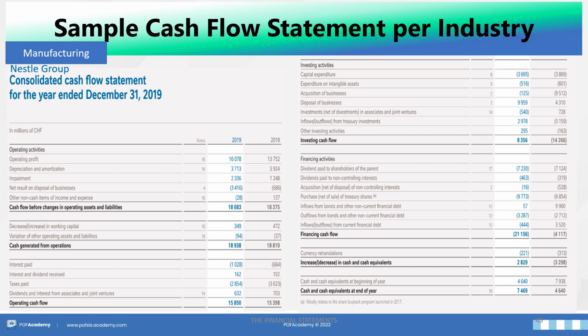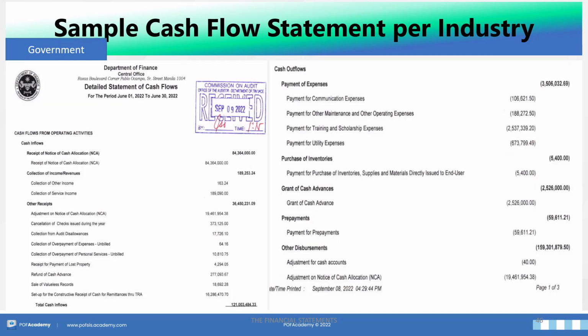So I have here a sample of cash flow statement from manufacturing industry. If you check the sample, it is the same as in our illustration earlier, wherein it reflected the inflow and outflow of cash from its operating, investing, and financing activities. We also have here the sample of cash flow statement from government. It also reflected the inflow and outflow of cash.